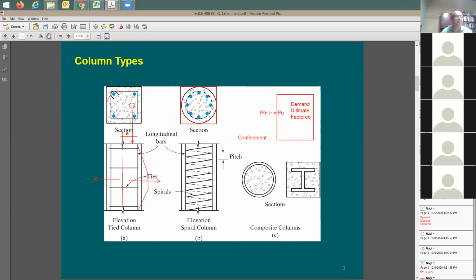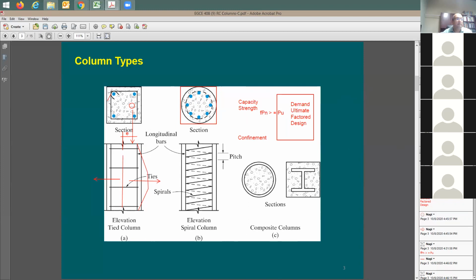How about this one here? I have also a few names for it. You can call it capacity. How about the word design? You can say also the design. Any other words beside the capacity that I can use here? You can call it the strength. So what's the capacity or strength? It's going to be how much the column can take.